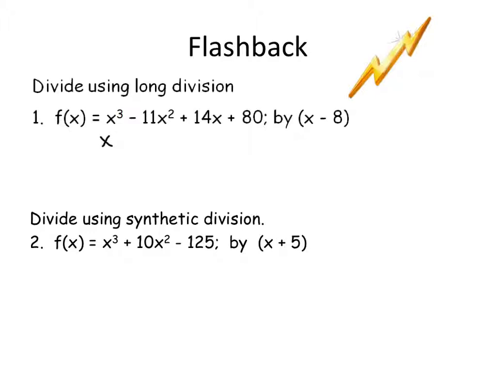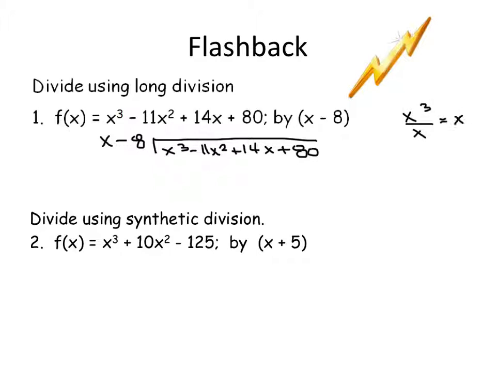So we have x minus 8 into x cubed minus 11x squared plus 14x plus 80. You take the first term inside divided by the first term outside, and that gives you x squared. Put that number on top. Distribute. So x squared times x is x cubed. x squared times negative 8 is negative 8x squared. Change the signs. So this gives us negative 3x squared plus 14x.